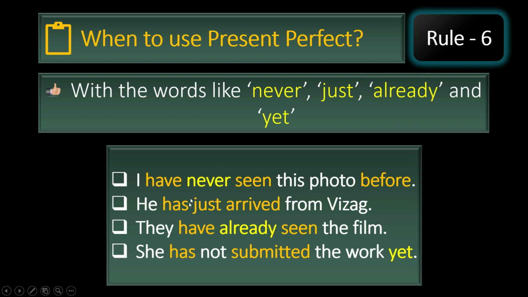Next, he has just arrived from Vizag. The keyword here is "just". They have already seen the film. The keyword here is "already". Have seen, present perfect tense. And the last one, she has not submitted the work yet. Has submitted. The keyword here is "yet". Okay, is that clear? Let us move on.